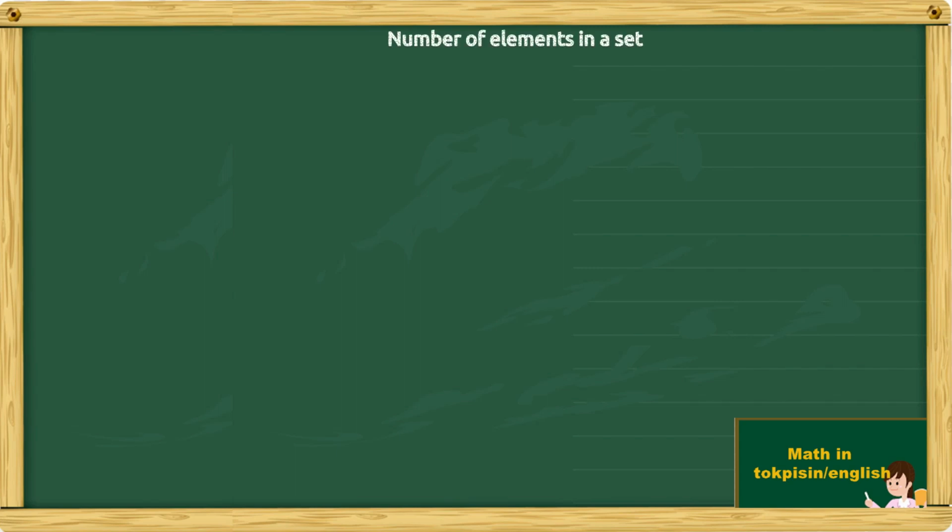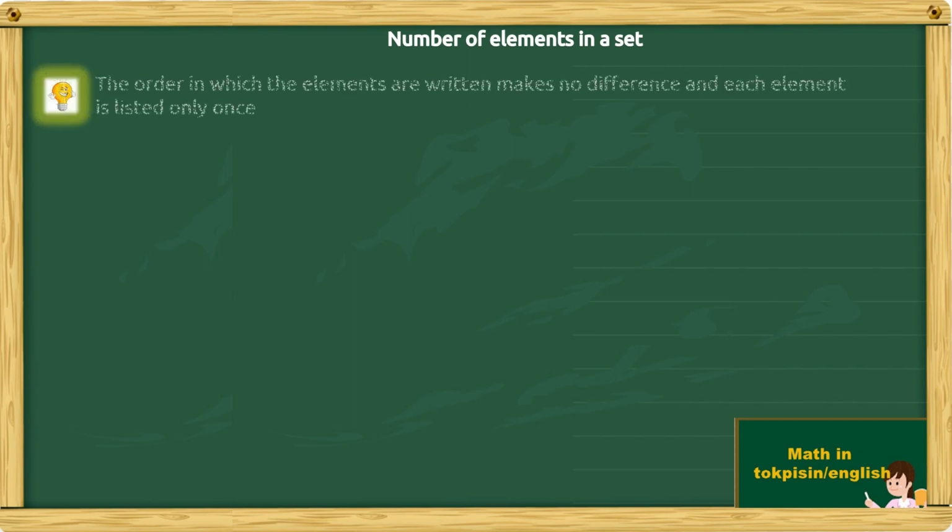In this video, we will talk about the number of elements in a set. Before we proceed, let's look at two important points. First point, the order in which the elements are written makes no difference, and each element is listed only once.